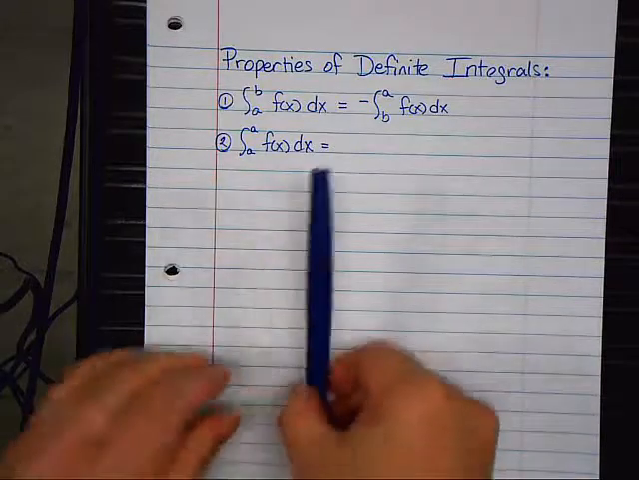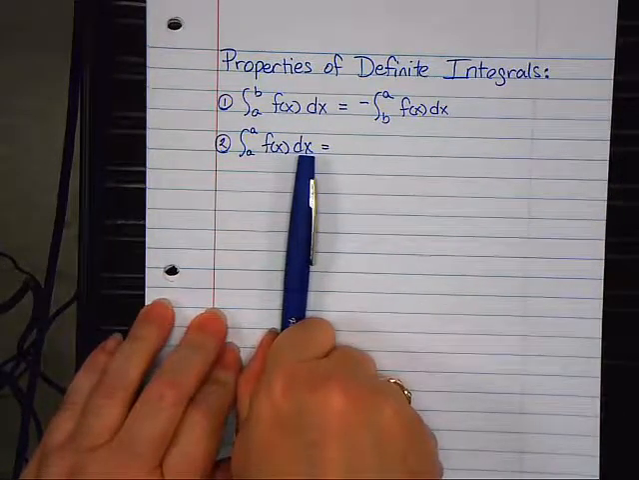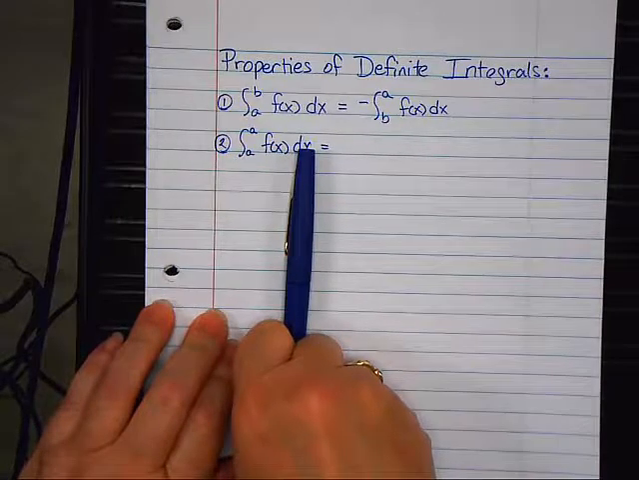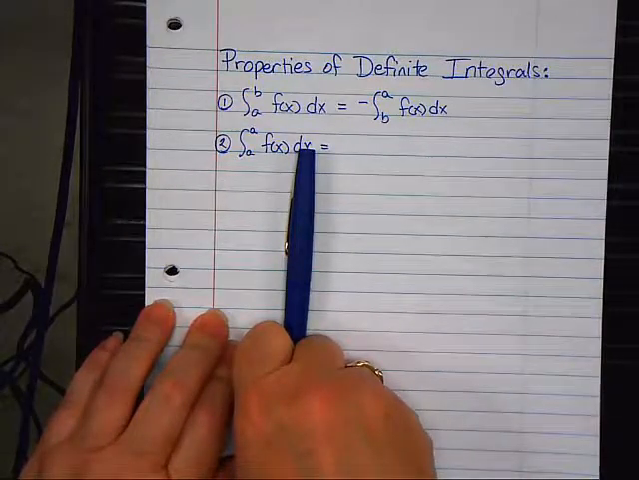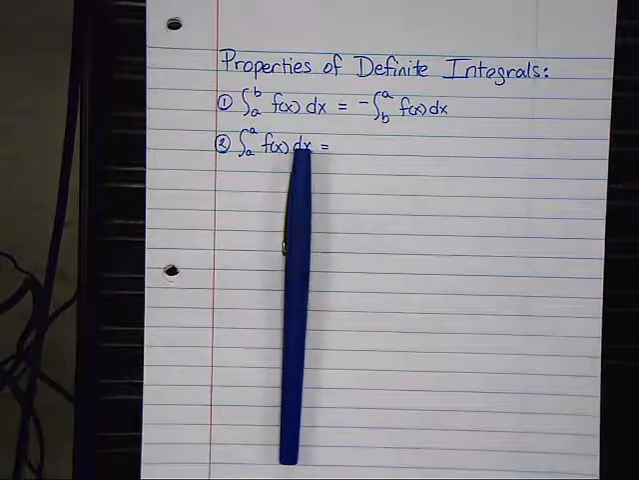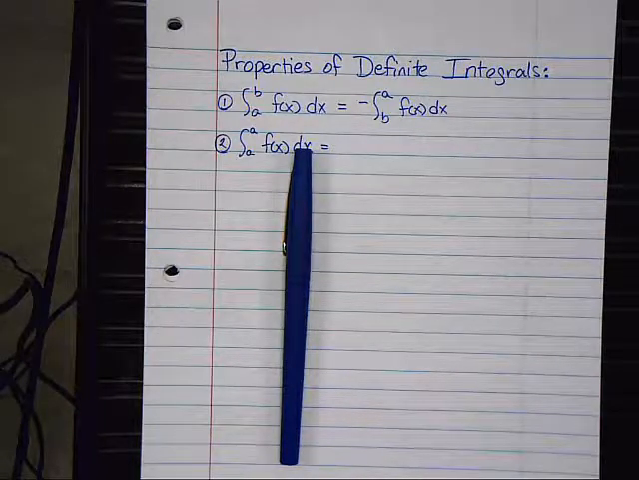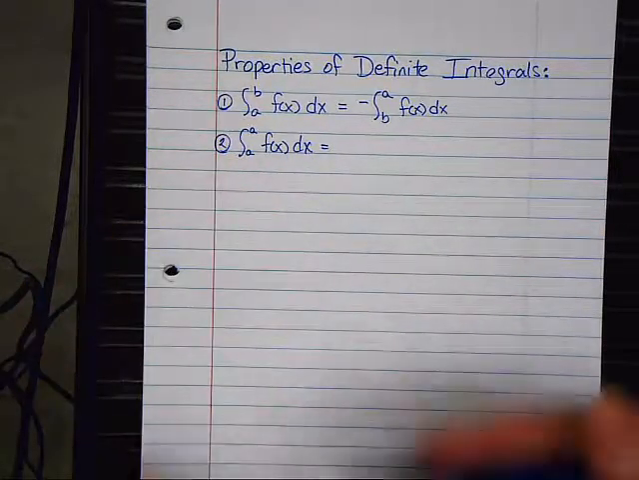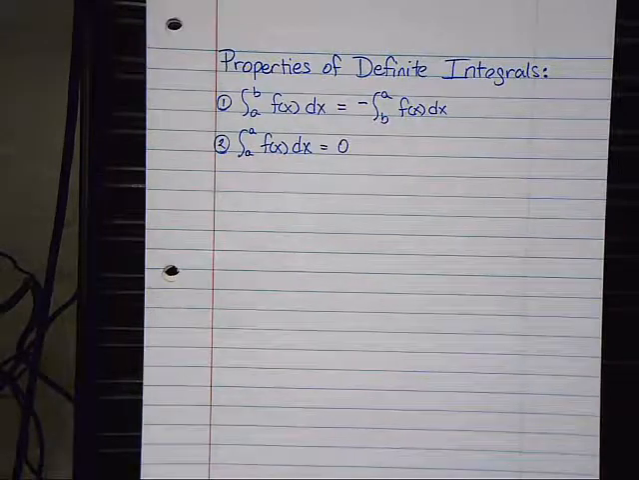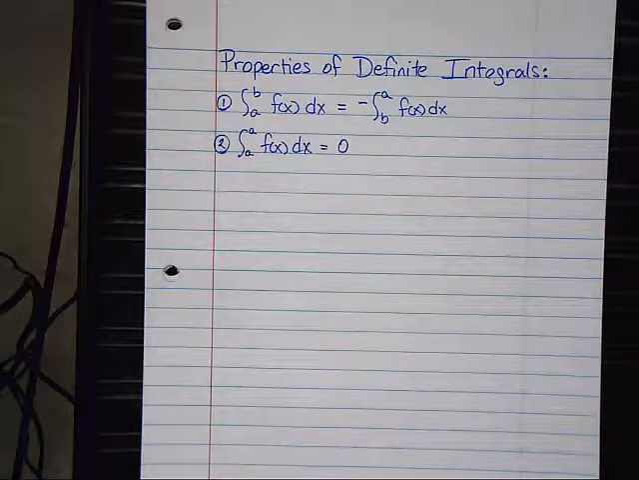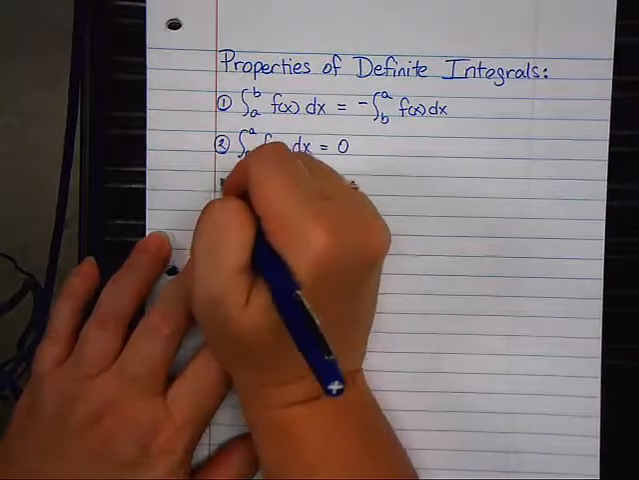Okay, you're measuring the area from here to here. What's the area under the curve? There is no area because you're not going anywhere. So the area is 0. Does that make sense? Okay, number 3.